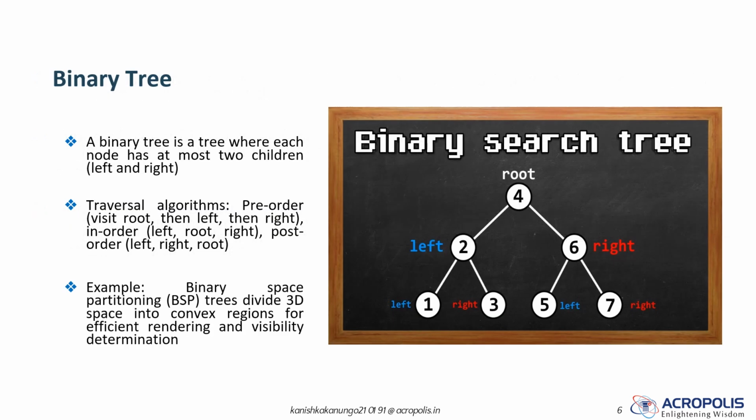A binary tree is a tree where each node has at most two children, left and right. So this is left and this is right. Traversal algorithms are pre-order, in-order, and post-order. In pre-order, firstly we visit the root, then left, and then right. In in-order, we firstly visit left, root, and then right, and in post-order we visit left, right, and then root. An example is binary space partitioning. Trees divide 3D space into convex regions for efficient rendering and visibility determination.